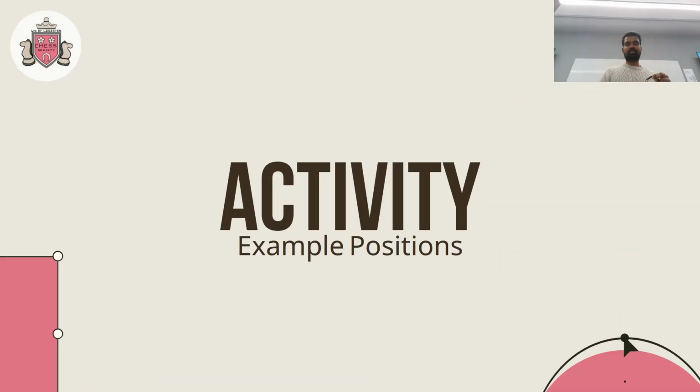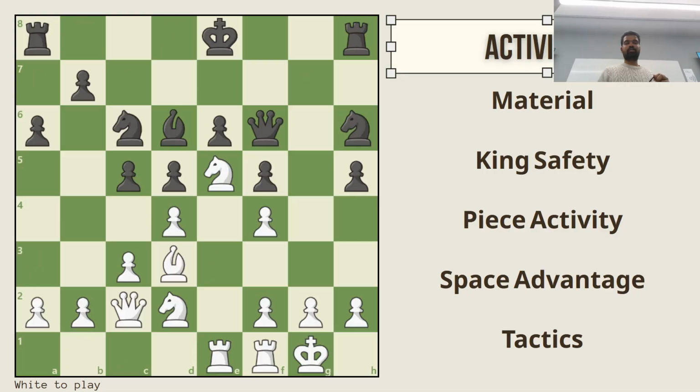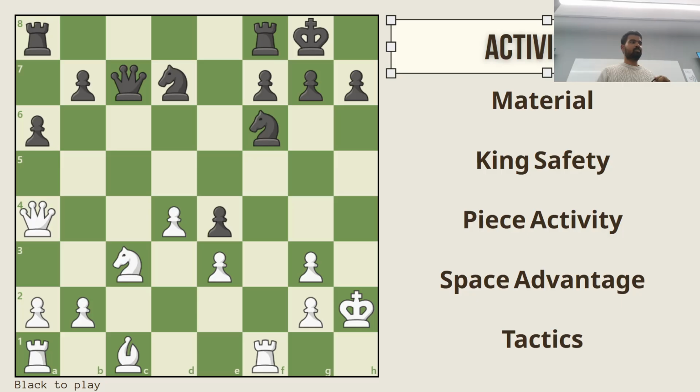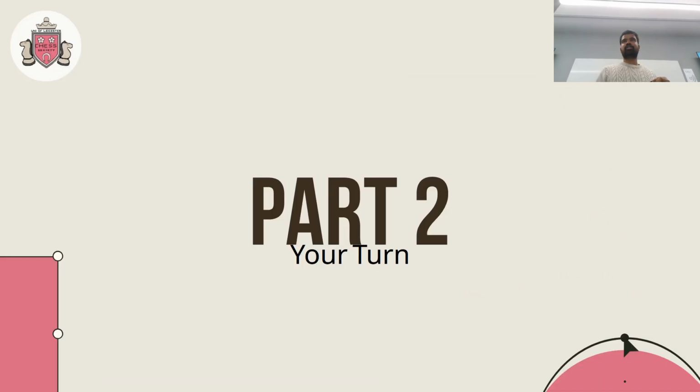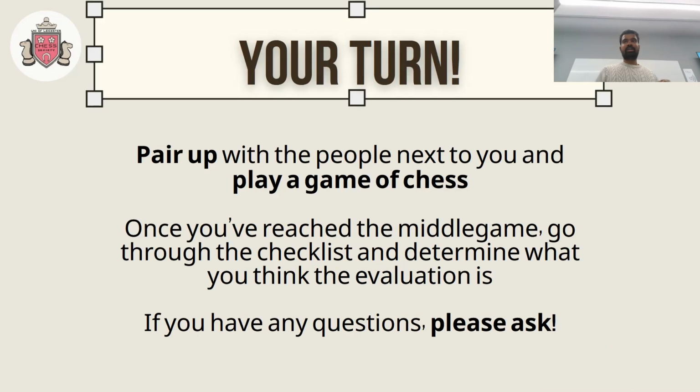Yeah. Hold on. I did have these three examples, but we don't have time for it. It's already 6:50. But it is your turn now. I want you guys to play against each other, and once you reach the middlegame, after every couple of moves or so, go through the checklist with yourself and your opponent, and try to figure out what you think the evaluation is. If you think you have an advantage, try to figure out how you can use it better. If you've got any questions during the session, please do ask.